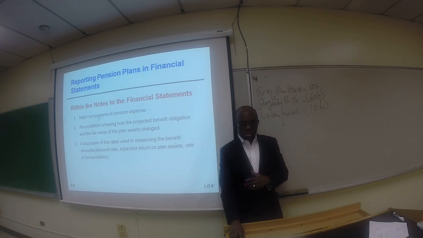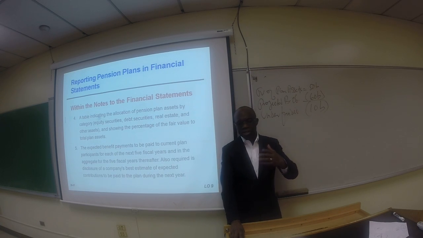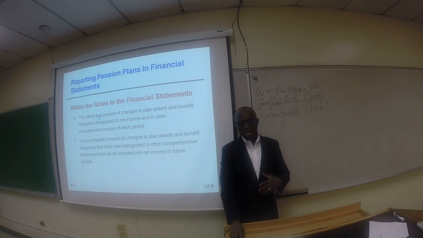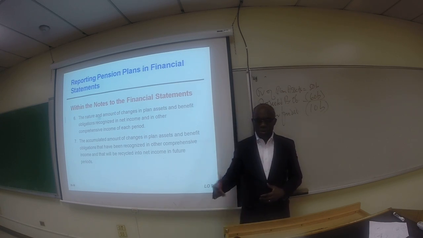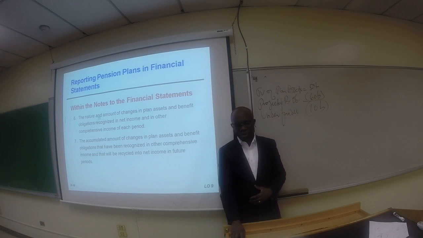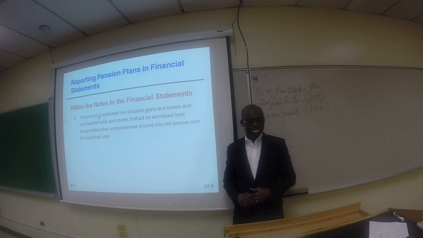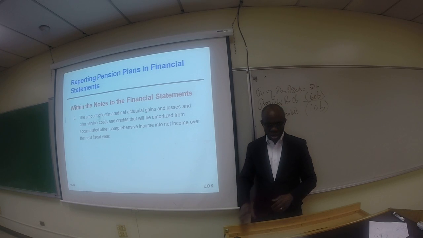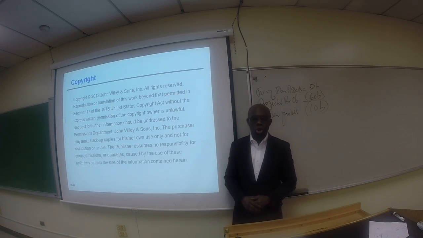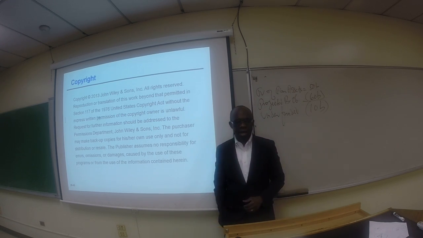Then number three, the rates used. Number four, a table indicating the allocation of pension plan assets. Number five, the expected benefit payments. Number six, the nature and amount of changes in the plan's assets and the benefit obligation recognized. Number seven, the accumulated amount of changes in the plan assets and benefit obligations. And number eight, the last, is the amount of estimated net actuarial gains and losses and prior service costs and credits, and so on and so forth. So that is the conclusion of chapter 20, accounting for pensions and post-retirement benefits.